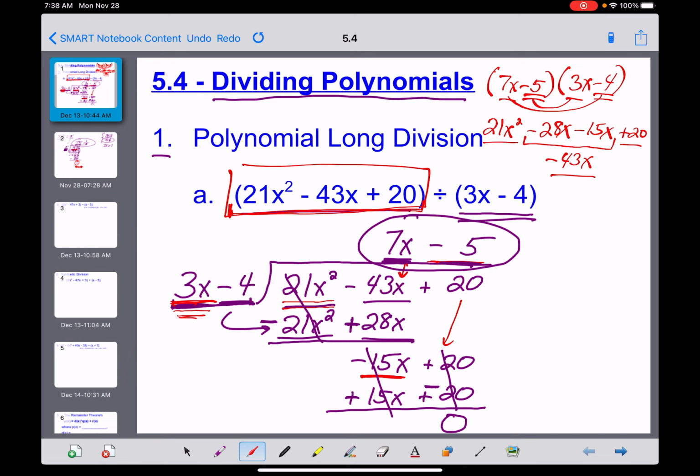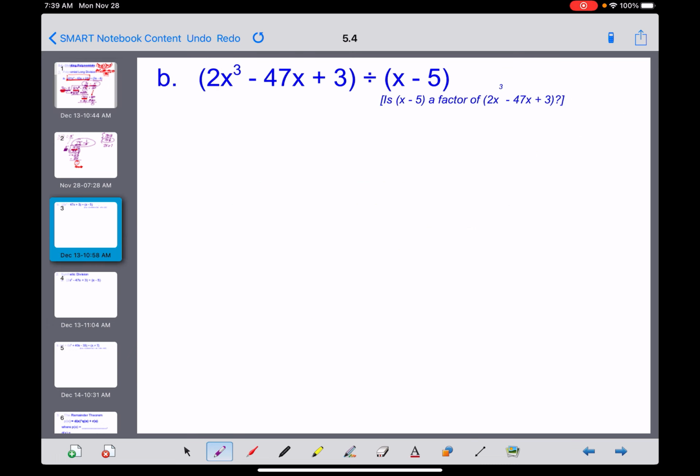Okay, guys, that's what polynomial long division looks like. And I wouldn't think you guys would feel like you totally understand it after just one example, so I've got one more that I want to do with you guys, but you're going to need to practice this skill quite a bit on your own to truly get the hang of it. Let's take a look at this one right here.